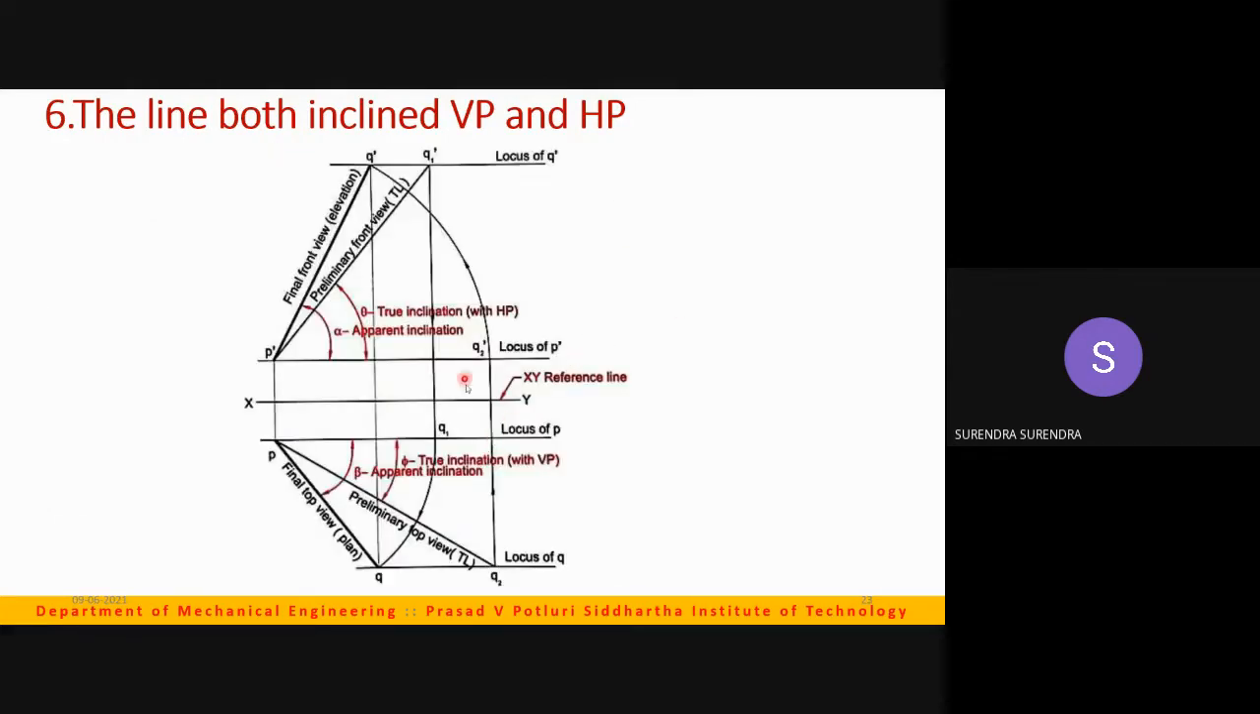And also write these data on the line. No need to write the complete value, just write true length, final top view, final front view, XY line, locus of Q, locus of P dash, locus of Q dash, like this. Is it completed?